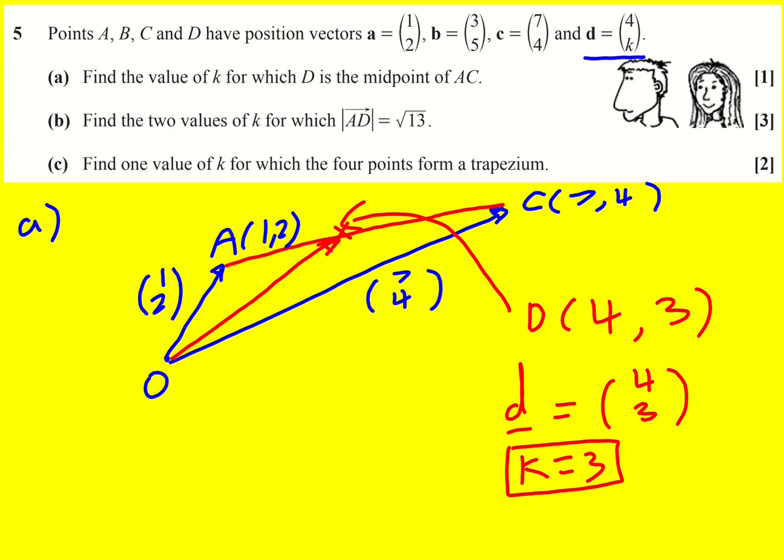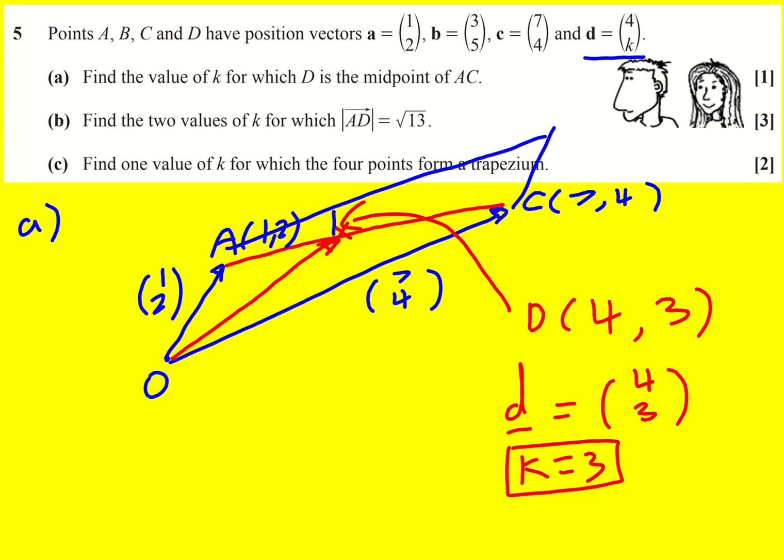There's more complicated ways of doing this question. You could consider constructing the parallelogram formed by doing a plus c. Find a plus c and then find half of that because the diagonals bisect one another, but that's overcomplicating it really. Yeah, there's other methods as well, but anyway, whatever method you use, k is equal to 3.